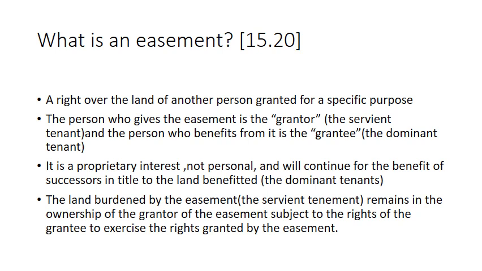And these, of course, are the dominant tenants, and they, in our diagram, would be the people who purchase dwelling house 2 from time to time. And the people who purchase dwelling house 1 would similarly be subject to the burden of the easement, which would remain regardless of the transaction. So the land burdened by the easement, the servient tenement, as I explained, remains with the grantor of the easement and subject to the rights of the grantee. Those rights are set out in the easement agreement itself.